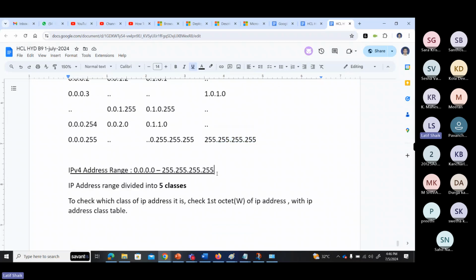Understand, guys? IPv4 total IP address ranges.